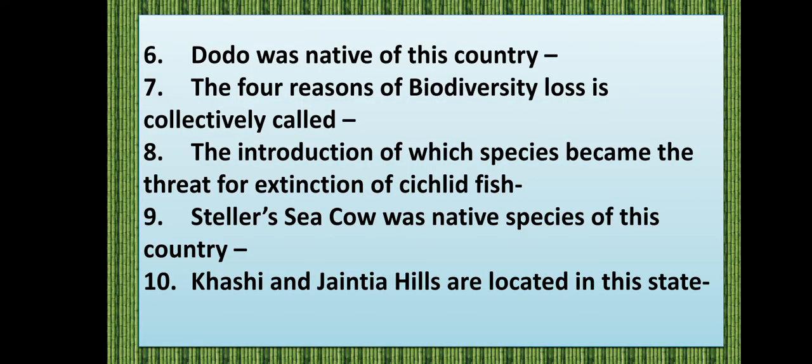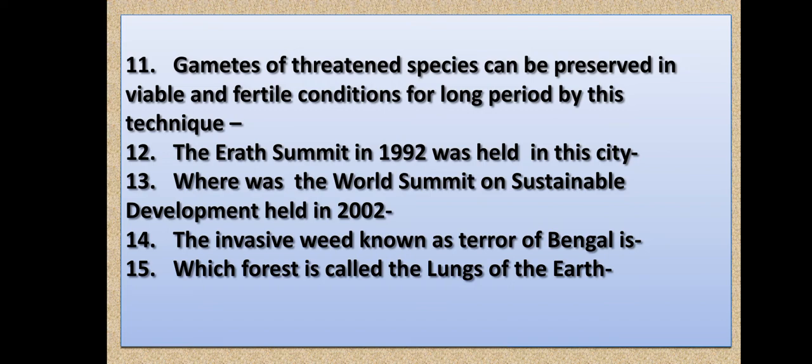Dodo was native of this country. The four regions of biodiversity loss is collectively called. The introduction of which species became the threat for extinction of cichlid fish. Steller's sea cow was native species of this country. Khasi and Jaintia hills are located in these states. Gametes of threatened species can be preserved in viable and fertile conditions for long period by this technique. The Earth Summit in 1992 was held in this city, where was the World Summit on Sustainable Development held in 2002. The invasive weed known as terror of Bengal is. Which forest is called the lungs of the earth?